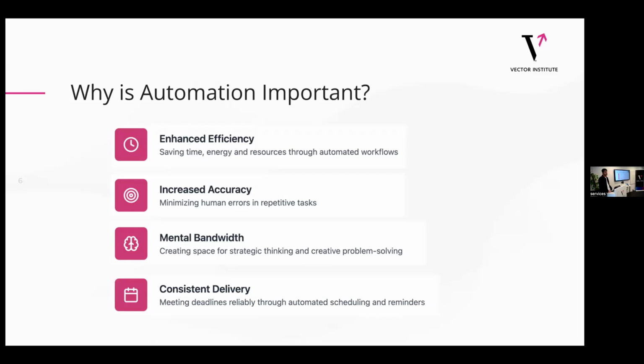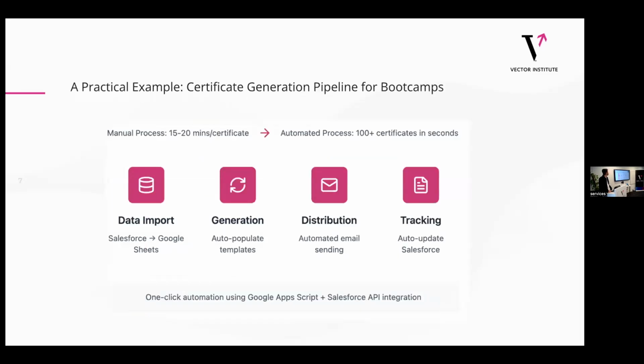And consistent delivery is another important thing. So we need to make sure that we are not missing any deadlines or any important dates. So automation can help us to keep a good track of those things as well. So with all of those, let me give you a practical example. This is a project that I was involved in, and I had the pleasure to work with Timmy, and also Thomas helped us a lot in this project.